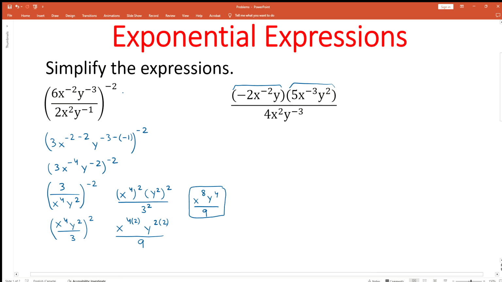Negative 2 times 5 is equal to negative 10. We can combine the x terms using the product law of exponents. They have the same base x, so we should add the exponents. We can do the same for y. The exponent on y is 1. There is an invisible 1 as the exponent. So for y, we should add the exponents 1 and 2. We should keep the denominator expression as it is.